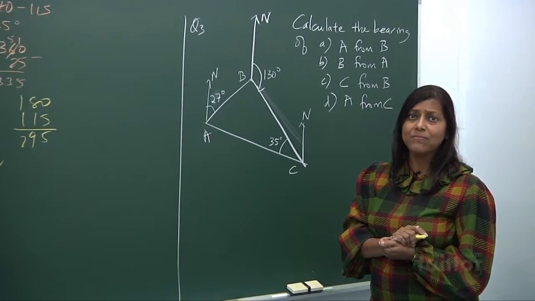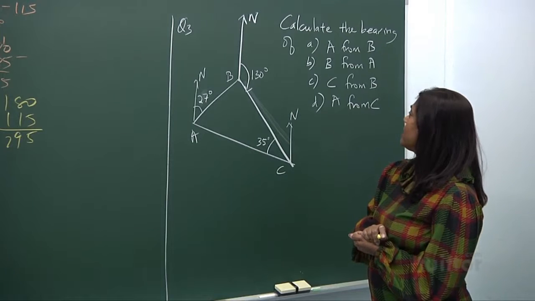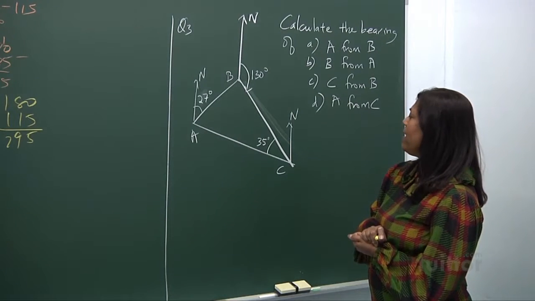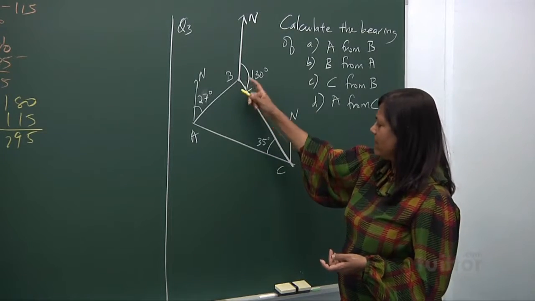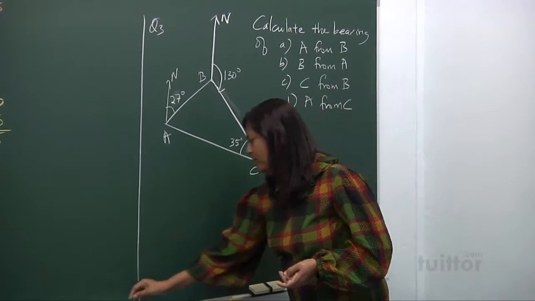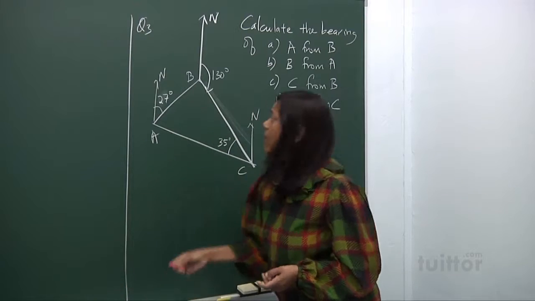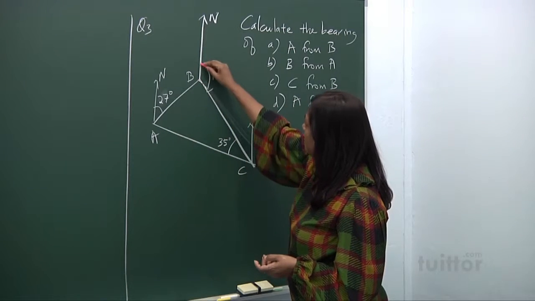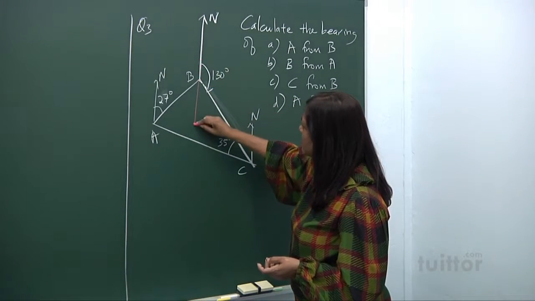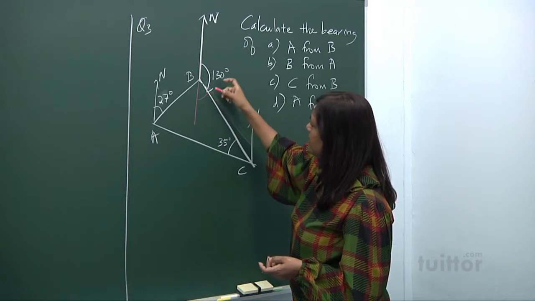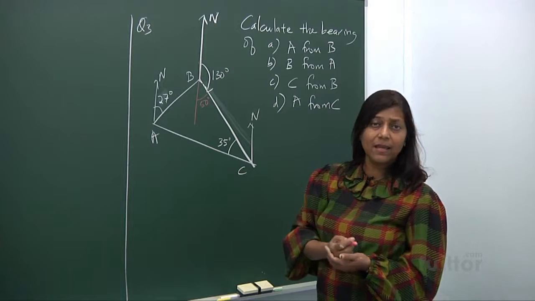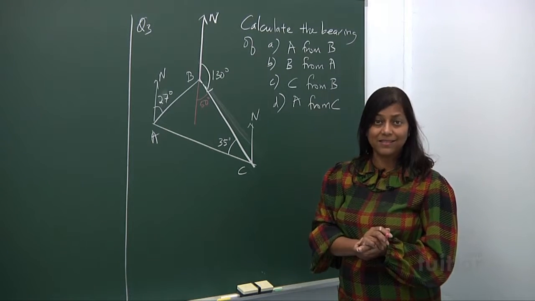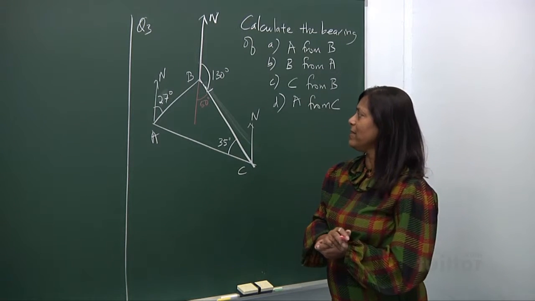We've got 5 sums. This is the third one. Now you're asked to find the bearing of A from B. Look at that again more closely. The bearing of A from B. If I draw this across, this angle here will be 50 degrees. 180, take away 130, you get 50 degrees.